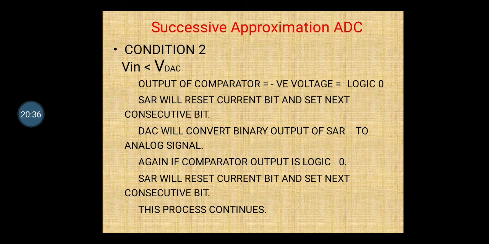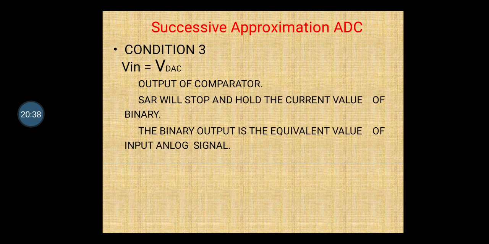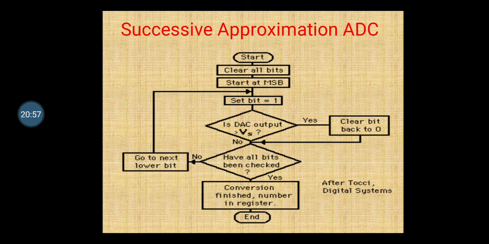The process continues. And when both are the same, at the output of the comparator, SAR will stop and hold the current value of the binary. And the binary output is the equivalent value of the input analog signal. So this was all about the successive approximation register analog to digital converter working.